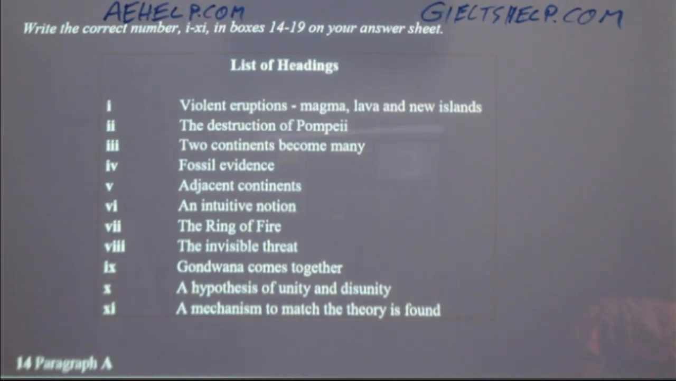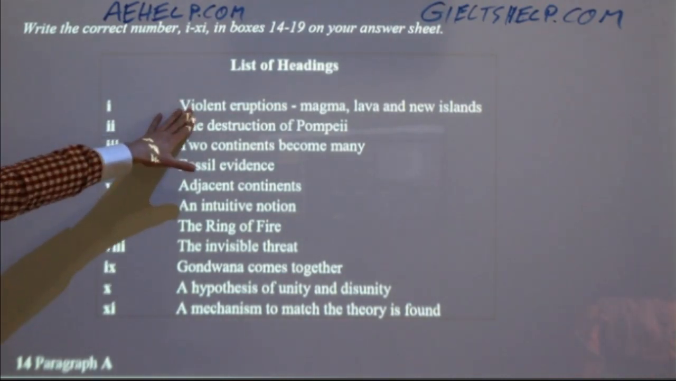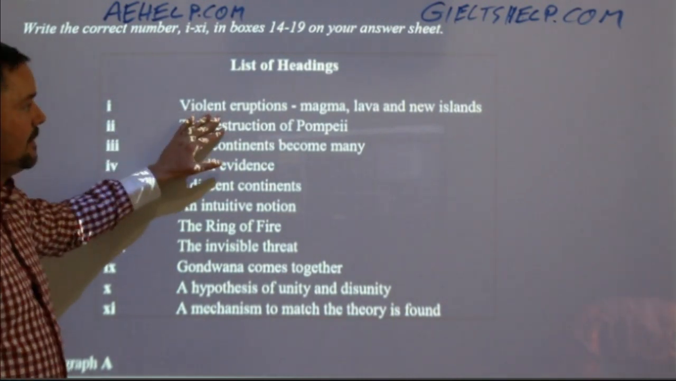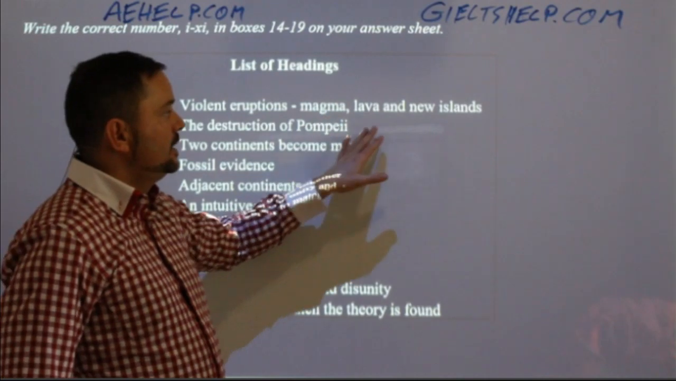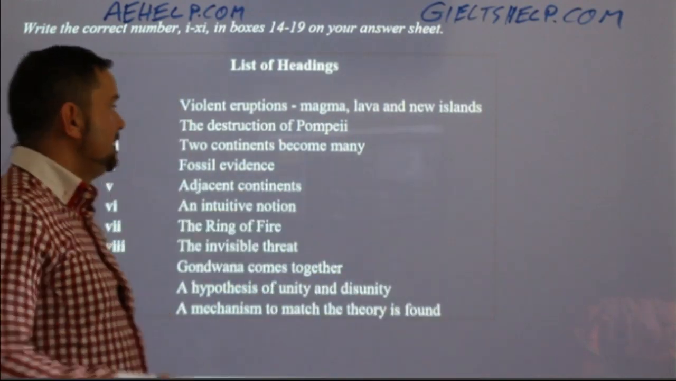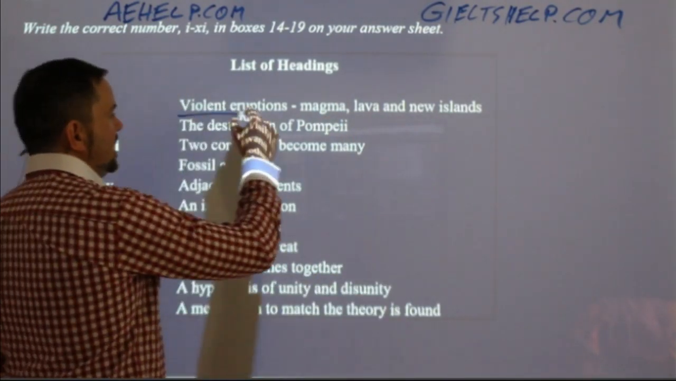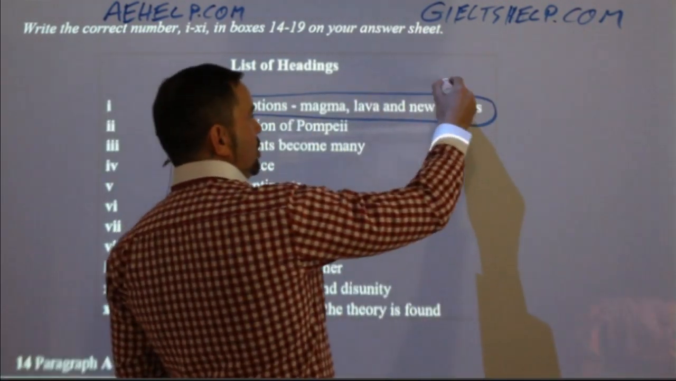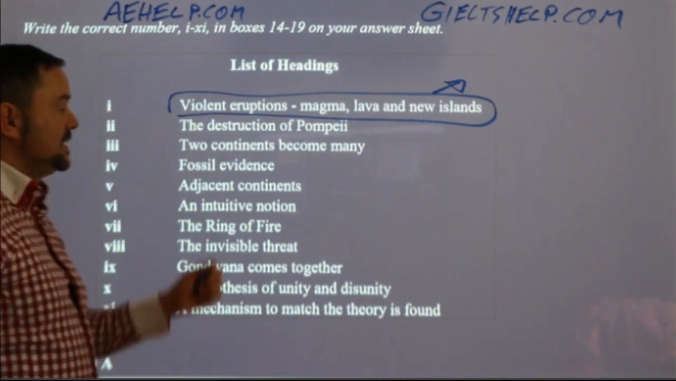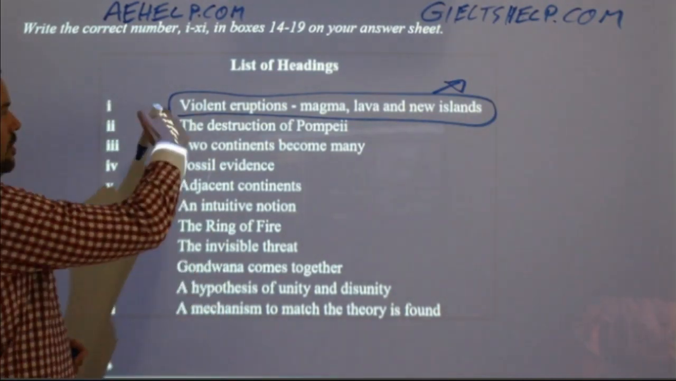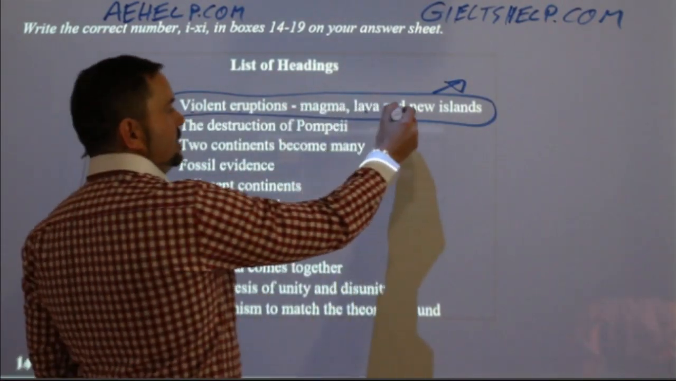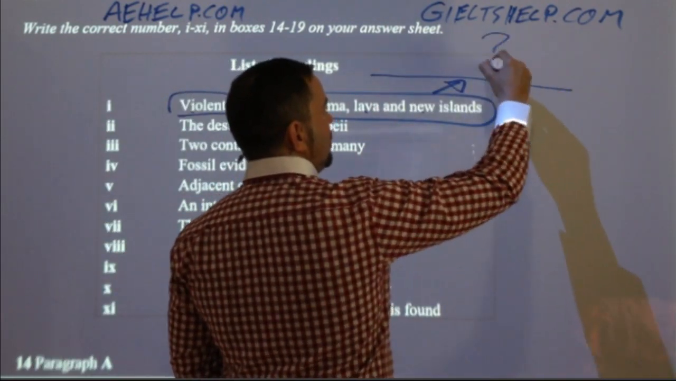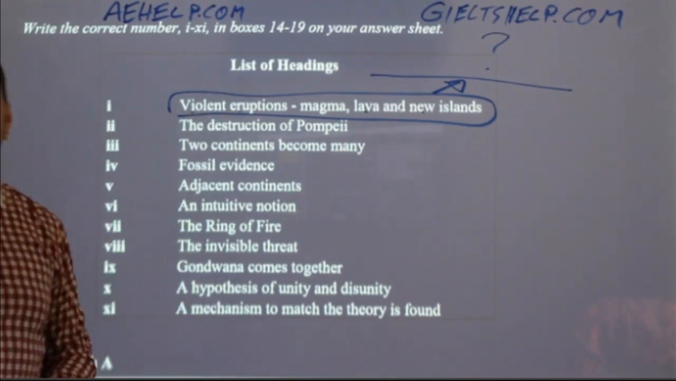So, how can I paraphrase this first choice? Violent eruptions, magma, lava, new islands. What's another way to say all of this information? There's actually one word that can paraphrase this. This is descriptive, so all of these words describe one word. What is that word? Can anybody tell me?